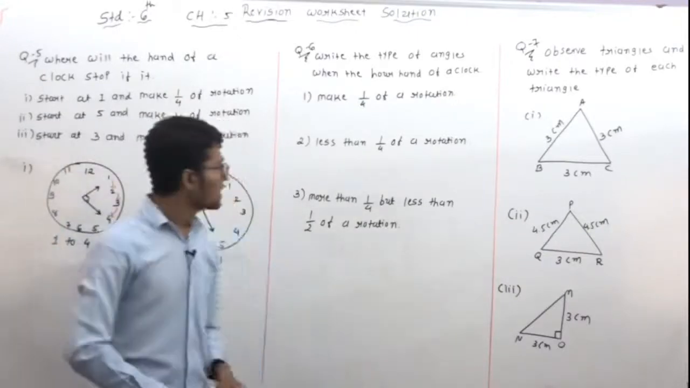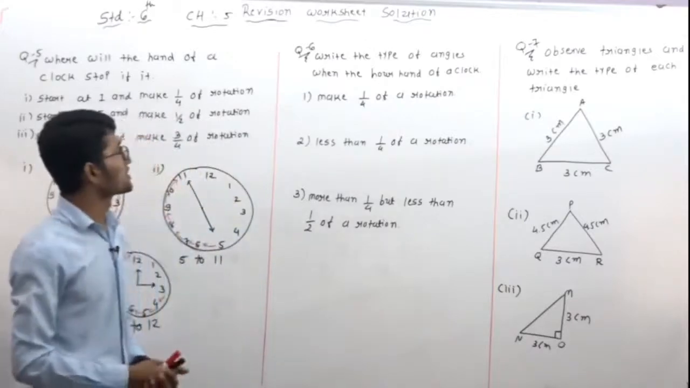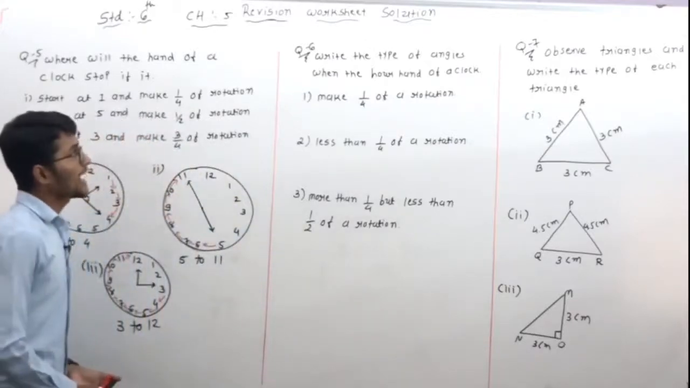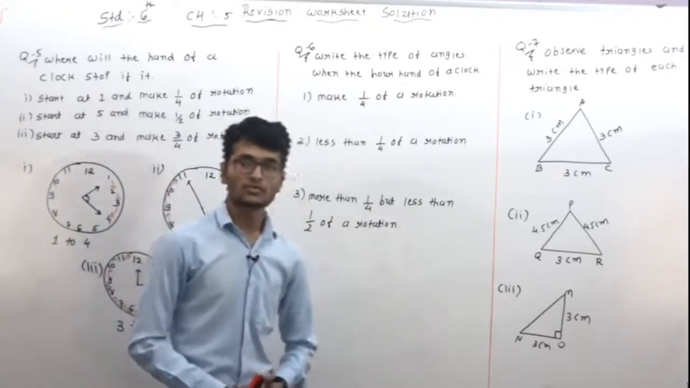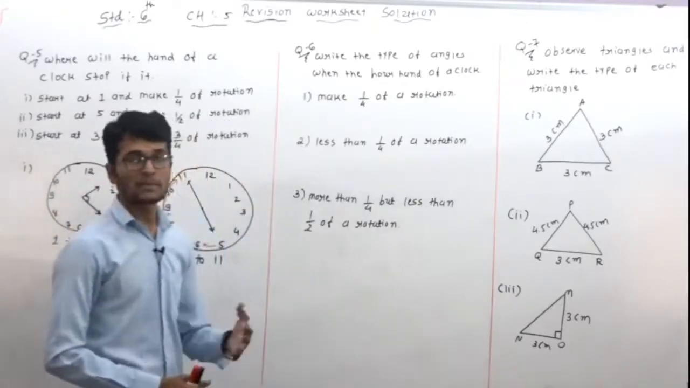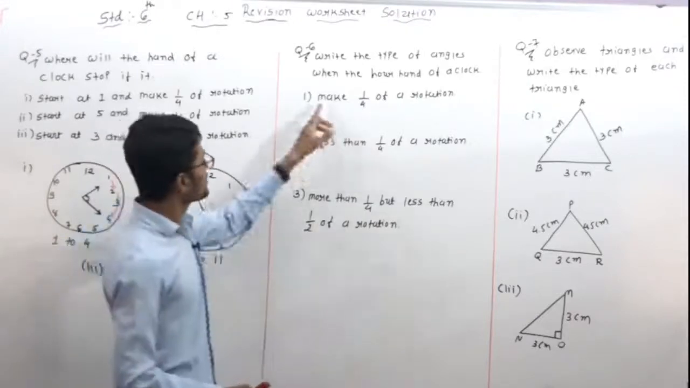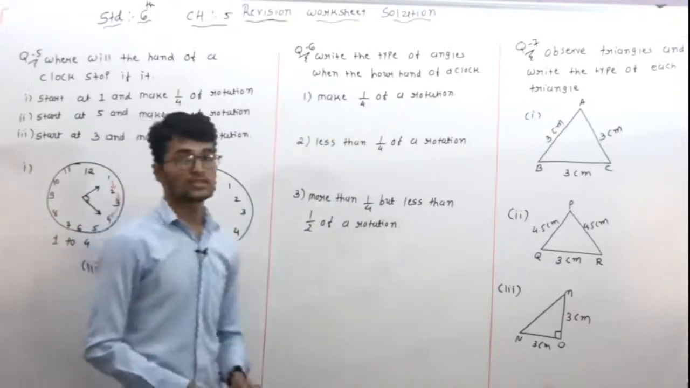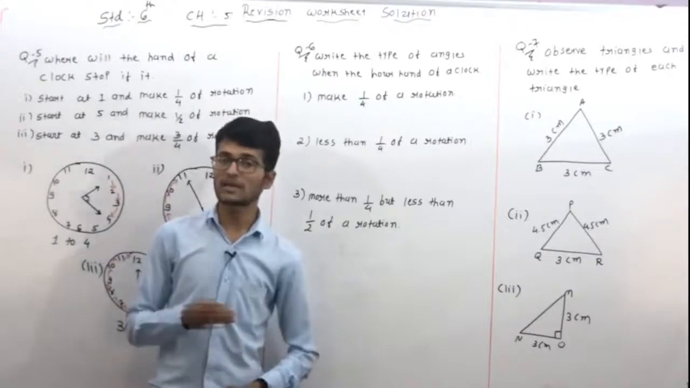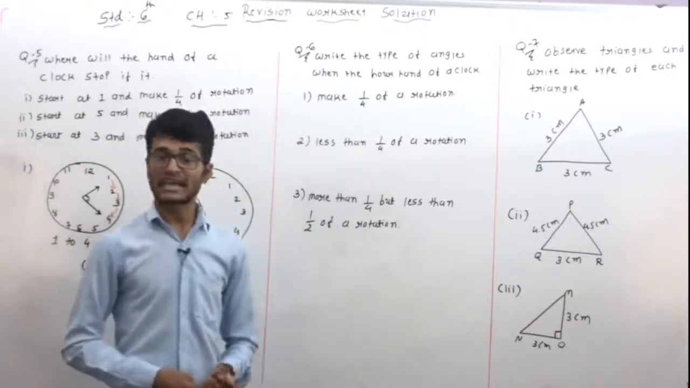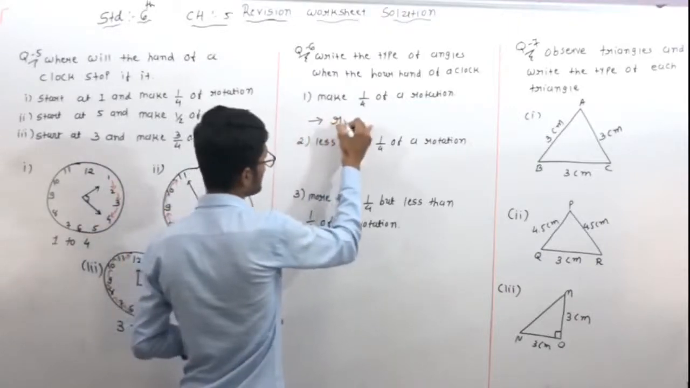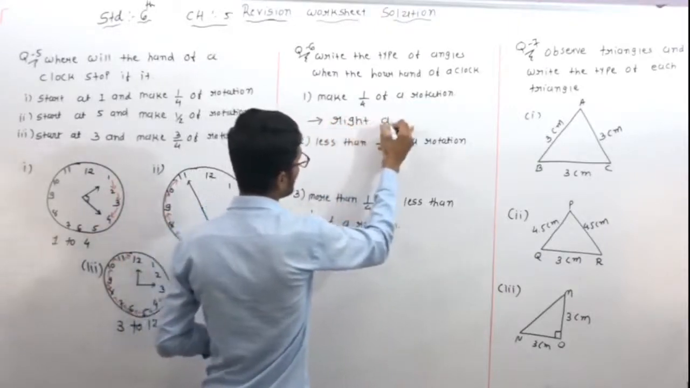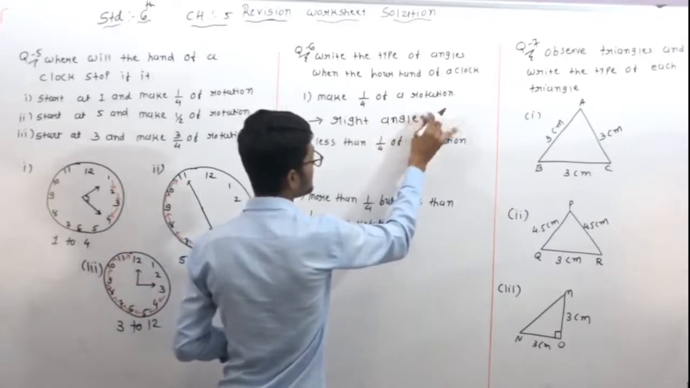Okay. Now the next question is question number 6. In these questions, write the type of angle when the hour hand of a clock moves. We have to write the type of angle. So first of all, make a 1/4 of the rotation. 1/4 of the rotation is which type of angle? 1/4 is 90 degrees. It means 90 degrees is called a right angle. So in this question the answer is right angle.